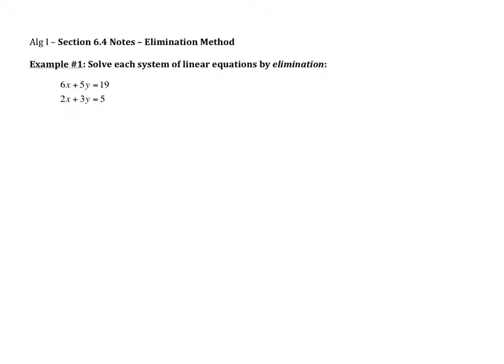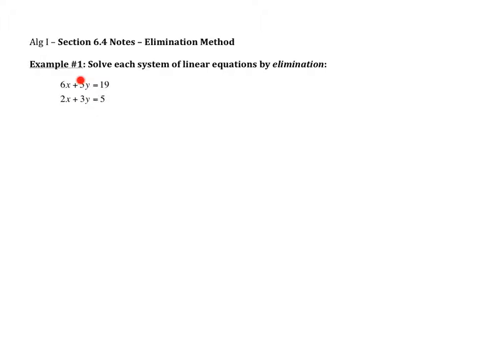But if you notice, we have 6 and 2, which are not opposites, and 5 and 3, which are not opposites. But again, all we have to do is use multiplication to make opposites. So let's look at what's going to be the easiest. If you look here, 2 goes into 6. So I could multiply 2 by something to make it the opposite of 6 so that when I add downwards, they will cancel each other.